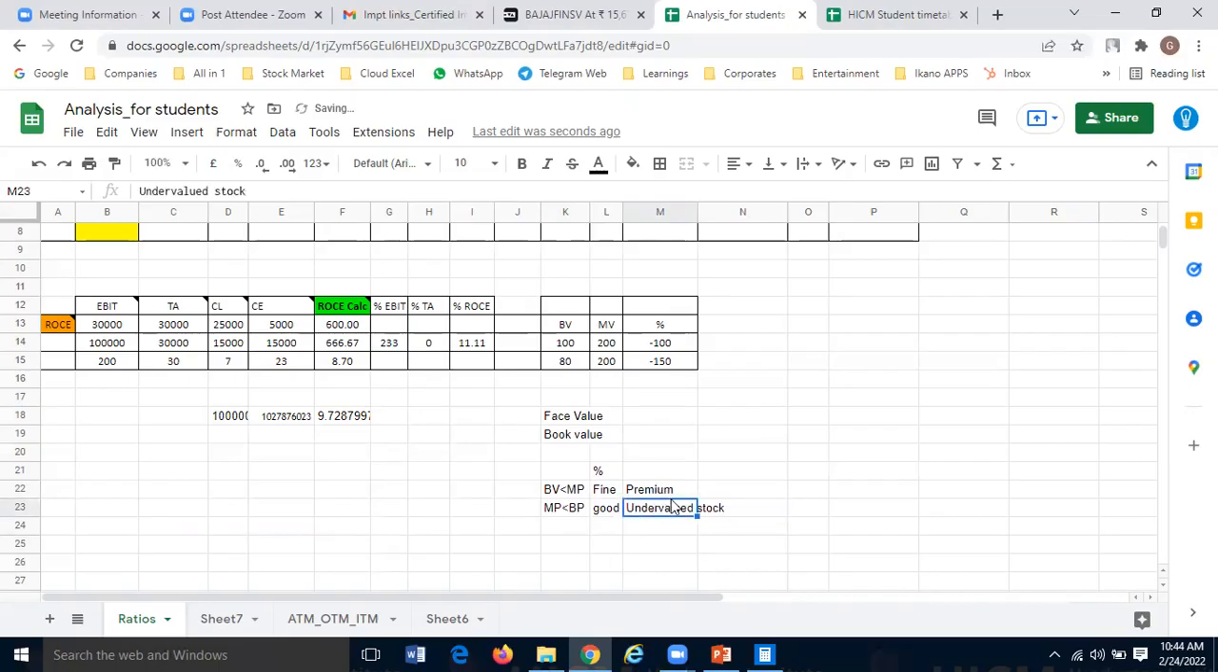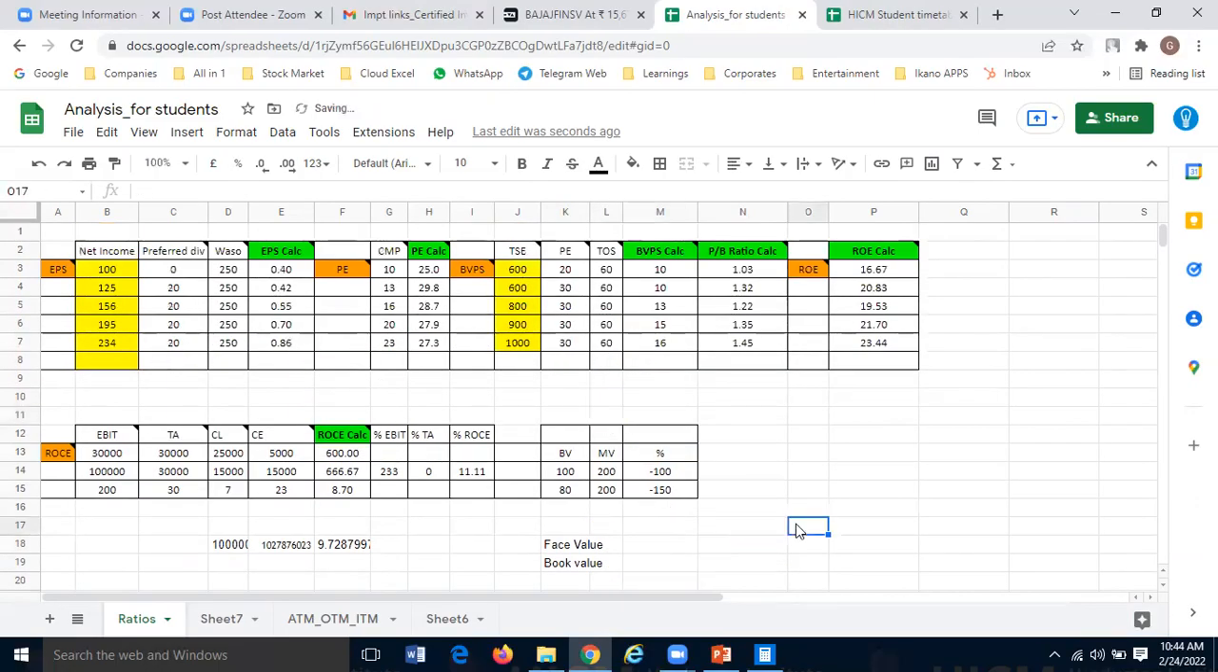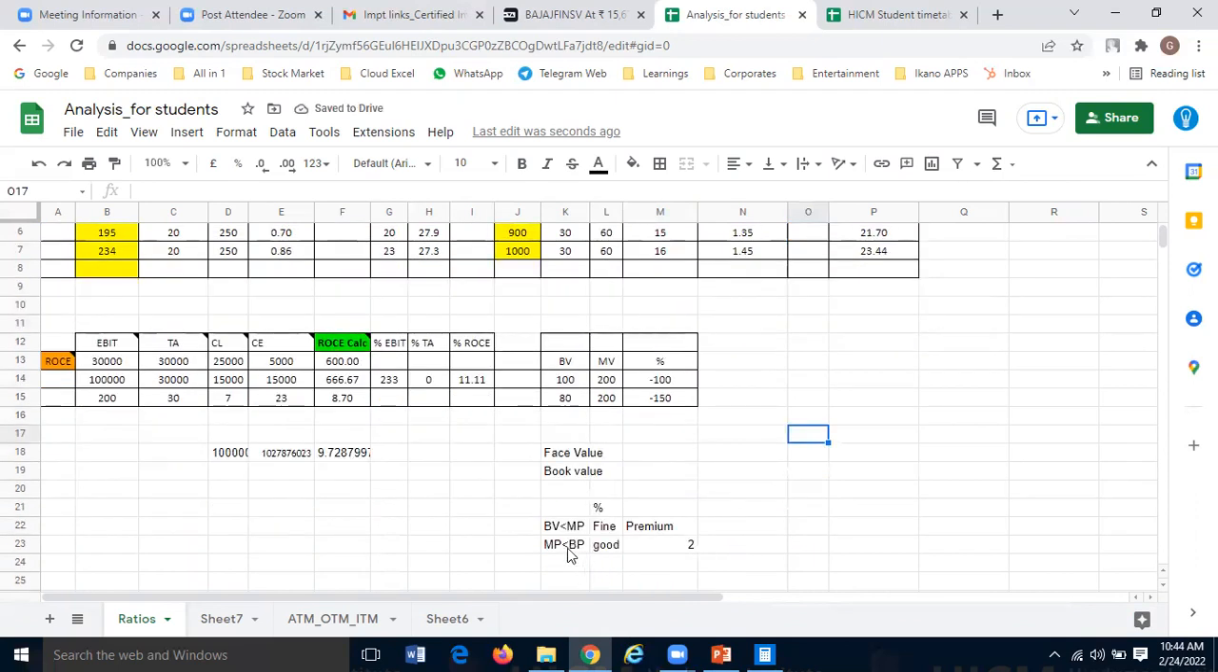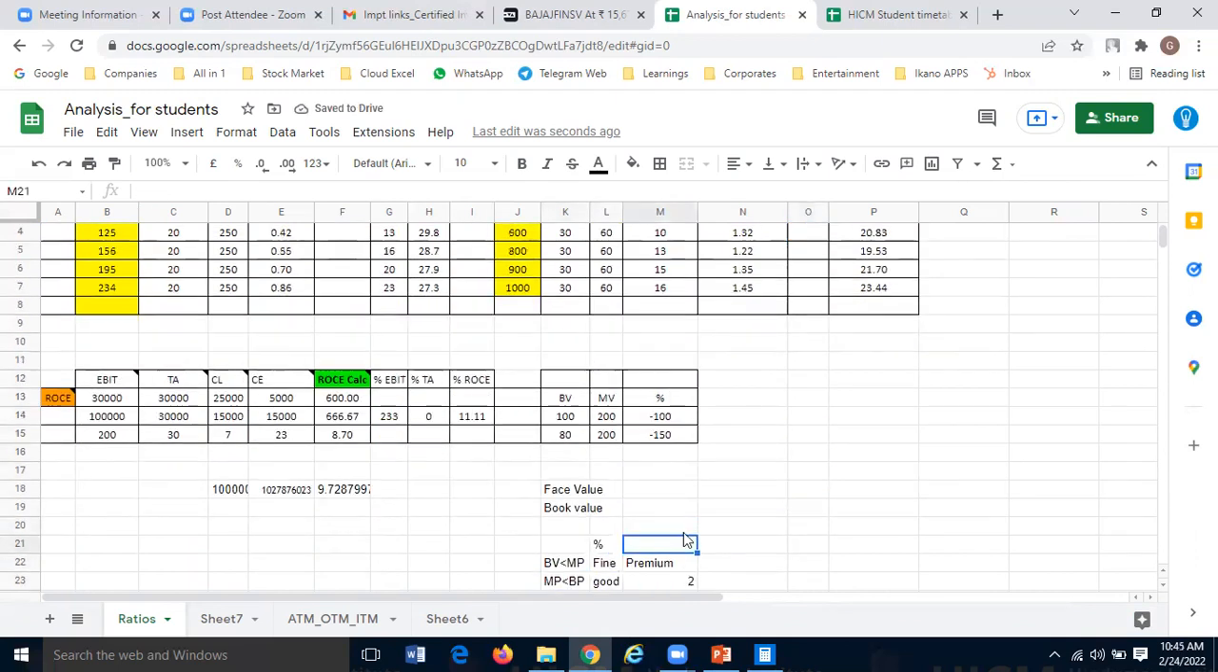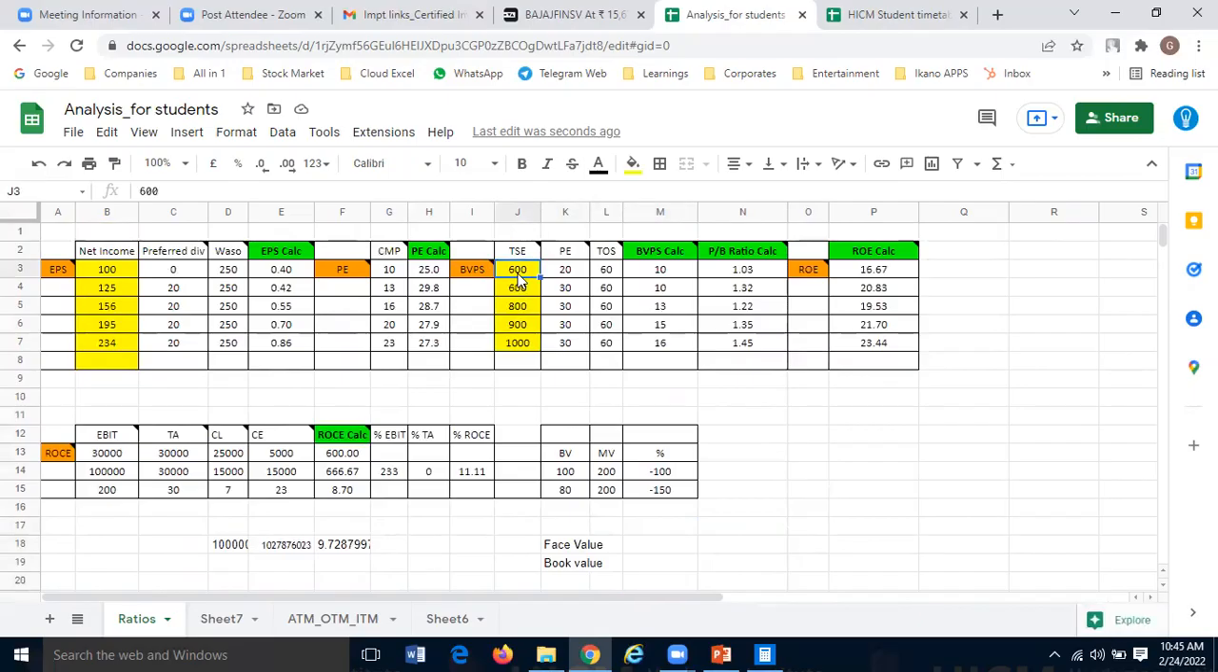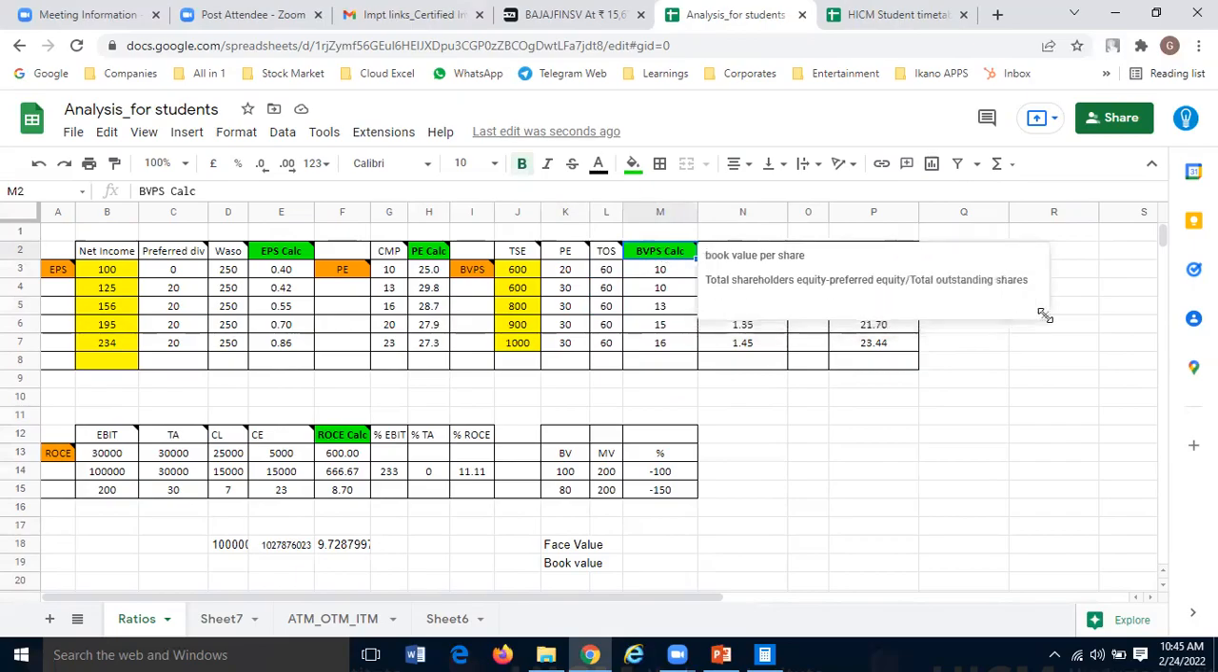So if you see all the large cap companies, their market price is more than the book value because they are traded at a premium. People are paying a premium for them. So how do we calculate it? That is the total shareholders equity minus preferred equity, divided by total outstanding shares.